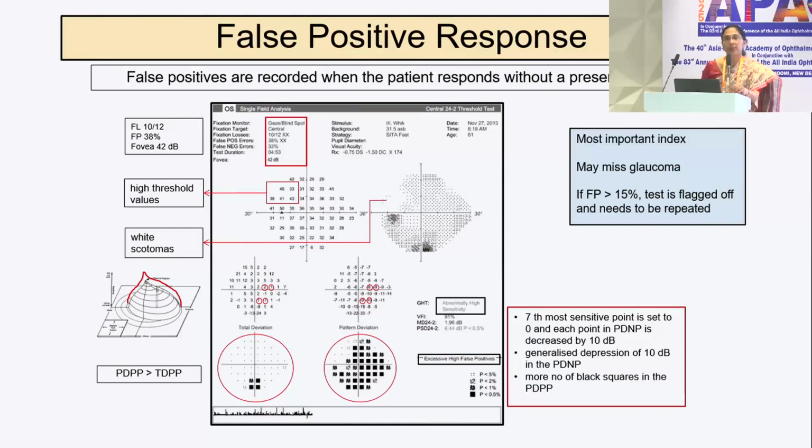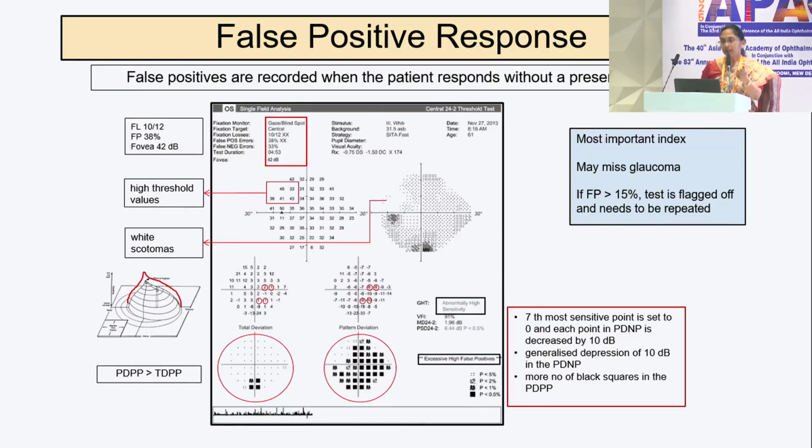False positive responses. Sometimes patients are very anxious because it has been told to them that they have to fix properly and respond only when the stimulus is seen. So they are very anxious to perform the test in a correct way, and they try to respond even when the stimulus is not presented. Sometimes a trigger-happy patient also will respond on his own even when the stimulus is not presented. So this will be recorded as a false positive response.